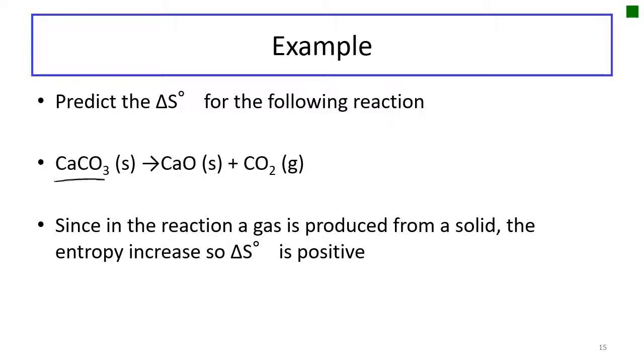So if we go from a solid into a solid plus a gas, we know that this is in a sense falling apart. It's got more options. It's less constrained. Therefore, the delta S for this reaction is going to be positive. The products are going to have a greater entropy than the reactants.